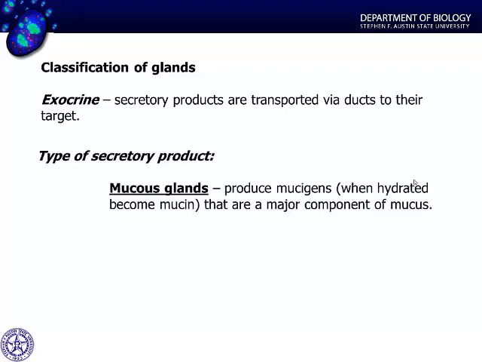Now, with our exocrine glands, we're going to have some principal components that we're going to identify, and most of these are histological in the way they look, but some are also going to be molecular. First, we look at mucus glands. Mucus glands, these are the parenchyma, are going to produce mucigens. When these mucigens are hydrated, when water hits them, they're going to become mucin. And mucin is the principal component that you find in this lovely substance we know as mucus.